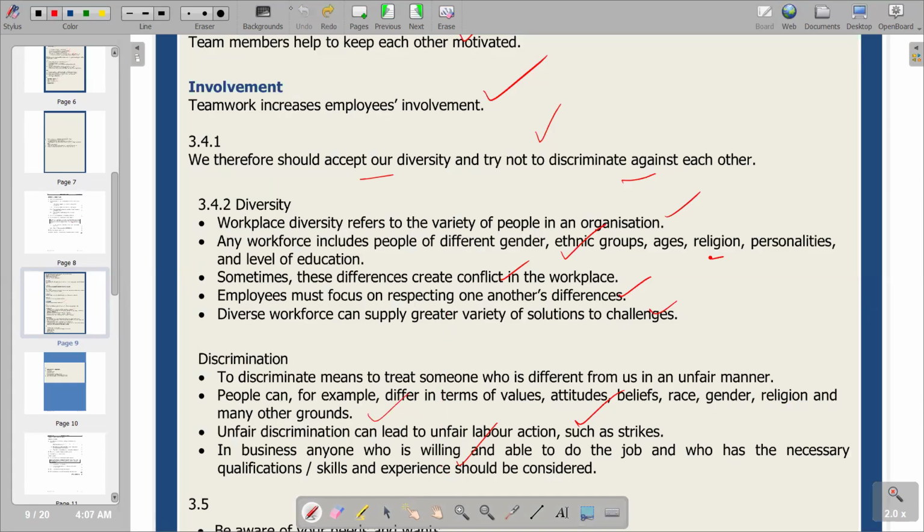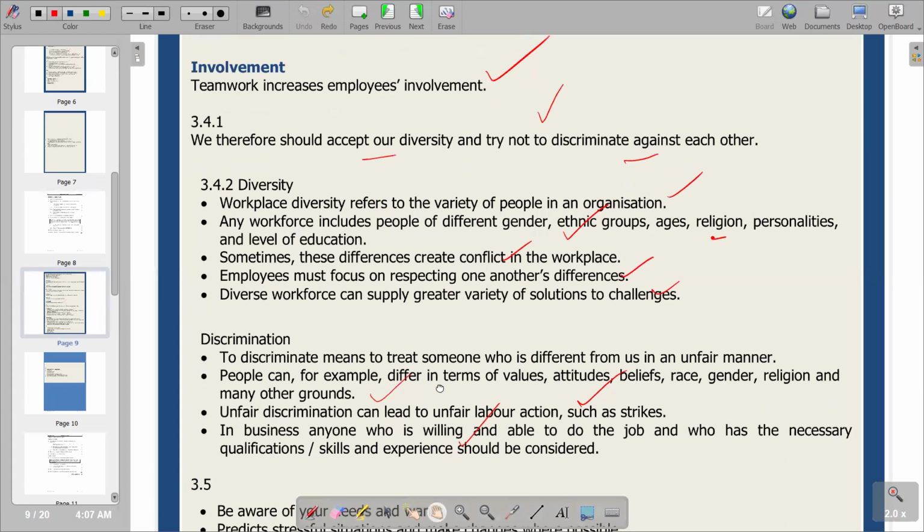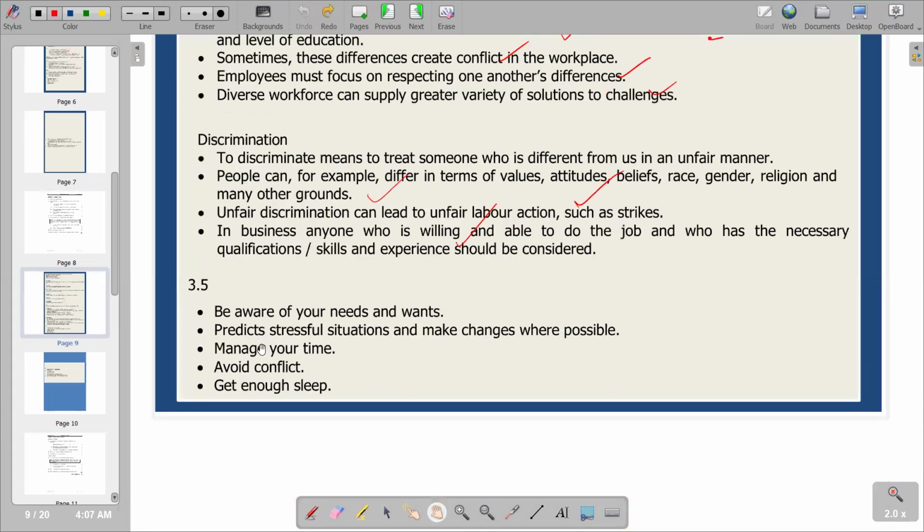We can just try to see what we have in terms of 3.5. So these are some of the points that we have on managing stress. Be aware of your needs and wants. You should be conscious of your needs and wants, so that you can be able to deal with your situation. Next one, predict stressful situations and make changes where possible. So you should be able to anticipate that if you get into a certain situation, that's how you are going to get into a stress condition. So in that way, you can be able to manage it.